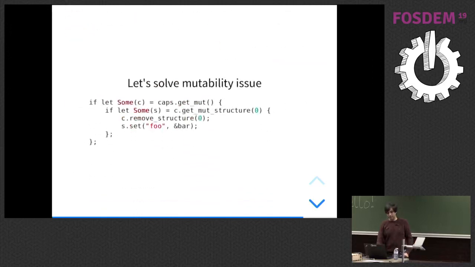So let's solve the mutability issue. Instead of that, we just tell caps to give us a mutable reference first. Then you get a mutable reference to caps. Then from a mutable reference of caps, you can get a mutable reference of the structure. And then you can do what you want, right? It's the same thing, remove structure and then set.